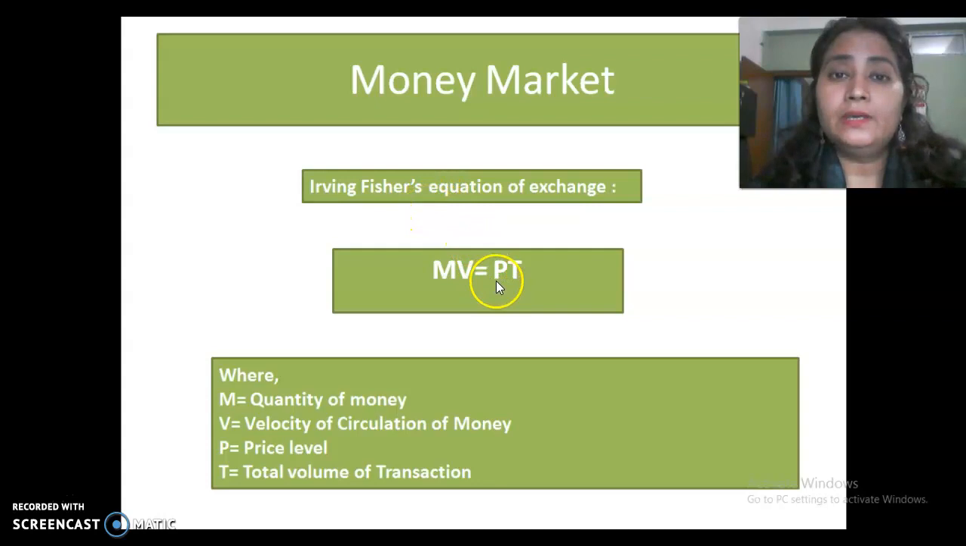Now P means the general price level, and T is the total volume of transactions. Suppose the total volume of transactions is 10 units of a commodity, and the price per unit of the commodity is 4 rupees, then what will be the total demand for money? That will be 40. So in equilibrium, supply of money will be equal to demand for money.